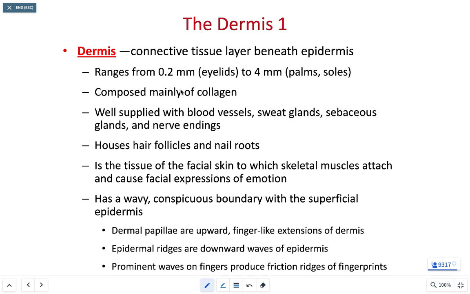Now, in terms of the thickness of the dermis, it can be super thin, 1/5 of a millimeter, or 2/10 of a millimeter, or it can tend to be a little bit thicker, almost half a centimeter, or 4 millimeters.